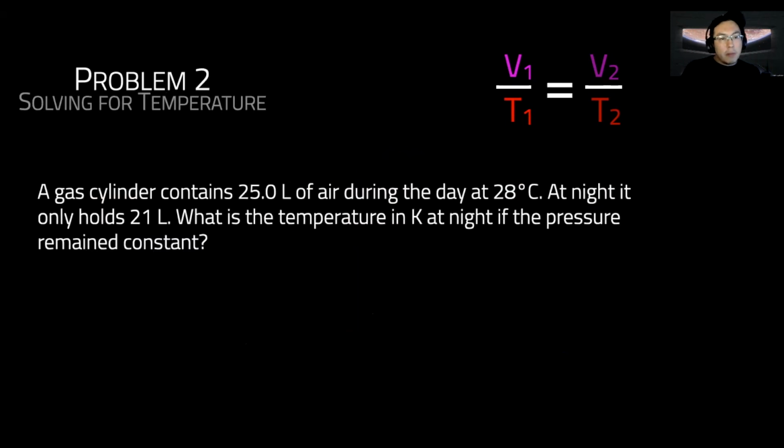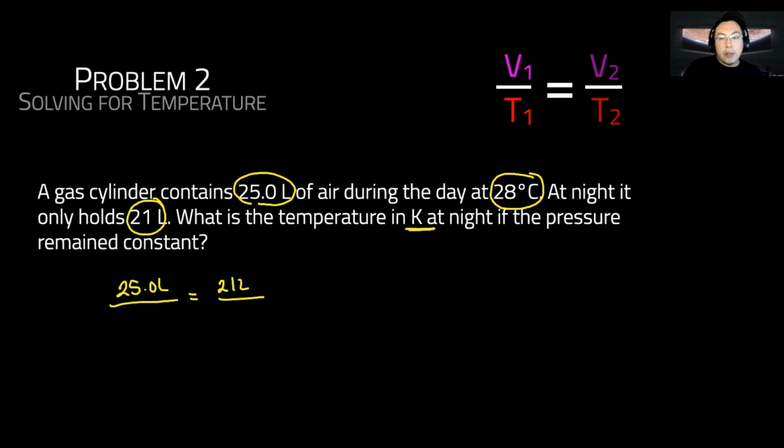All right, second problem. We have a gas cylinder containing 25 liters of air during the day at 28 degrees Celsius. At night, it only holds 21 liters. What is the temperature in Kelvin at night if the pressure remains constant? So no pressure here, so we're going to get our formula from Charles' law. We start with the initial volume, which was 25.0 liters, and at night, it changed to 21 liters.